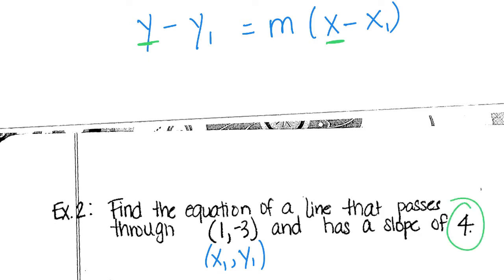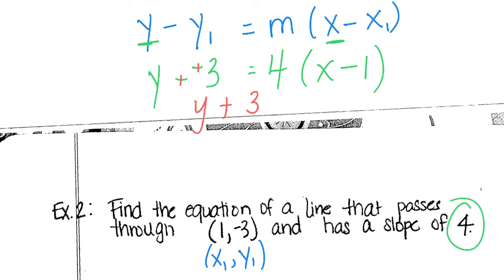So where will I put that slope? At what letter? M. Beautiful. What will I put in for the y sub 1? -3. What will I put in for the x sub 1? 1. So notice what happens here. Well, I know that y minus a -3 is going to be y plus 3. And I can just distribute. Do that for me, Leah.